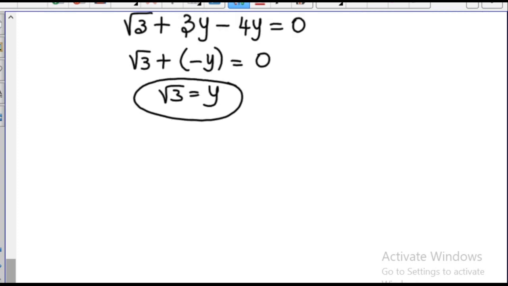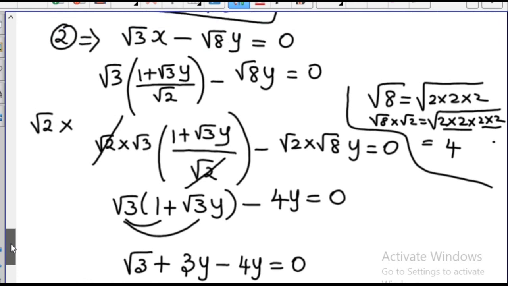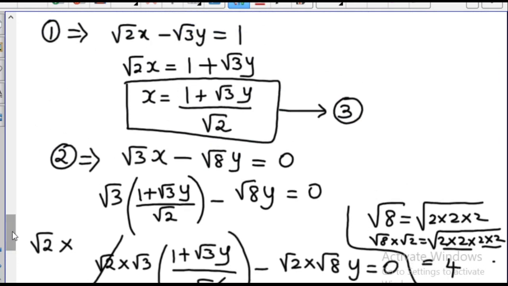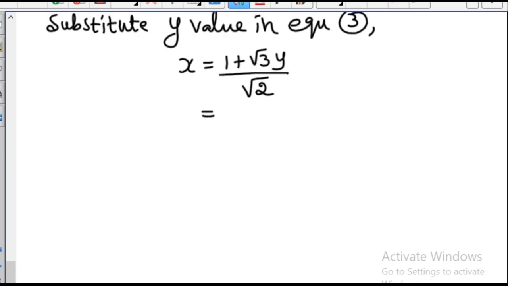Okay. So next what we have to do? Substitute this y value in equation number 3. So what is our equation number 3? X is equal to 1 plus root 3y by root 2. Okay. So what is our y? Y is equal to root 3. So you can substitute here. What do you get? 1 plus root 3, that y value is also root 3. Divided by root 2.